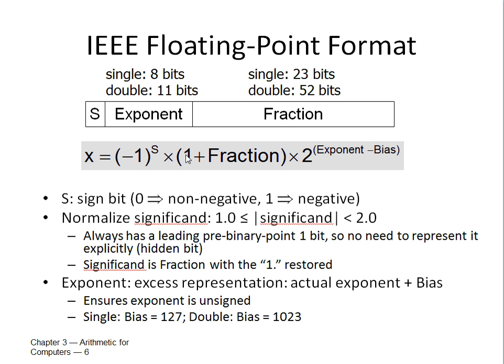But in our case, it's a huge advantage, because when you go to base 2, it's either 0 or 1, and you're not allowed to have a leading 0. That means the leading digit has to be a 1. So since we know it's a 1, why store it? And this is the tricky thing that's done in the standard. We call this one the hidden bit.